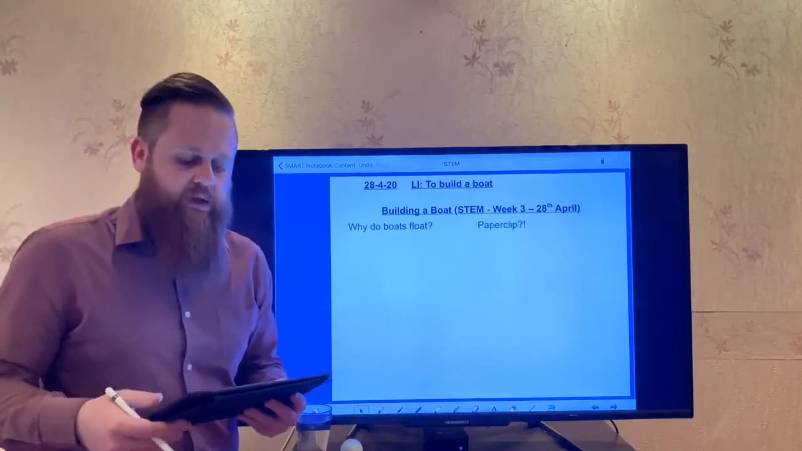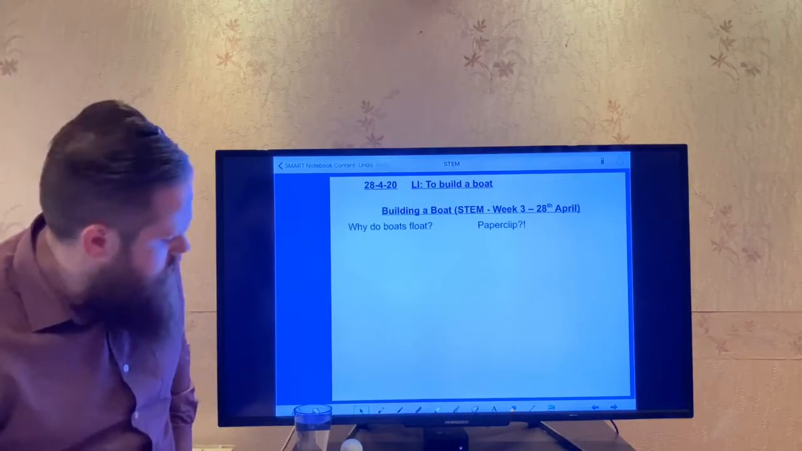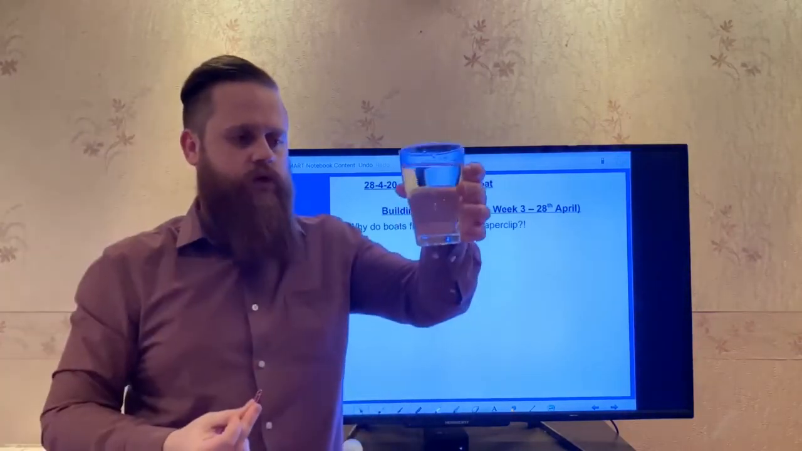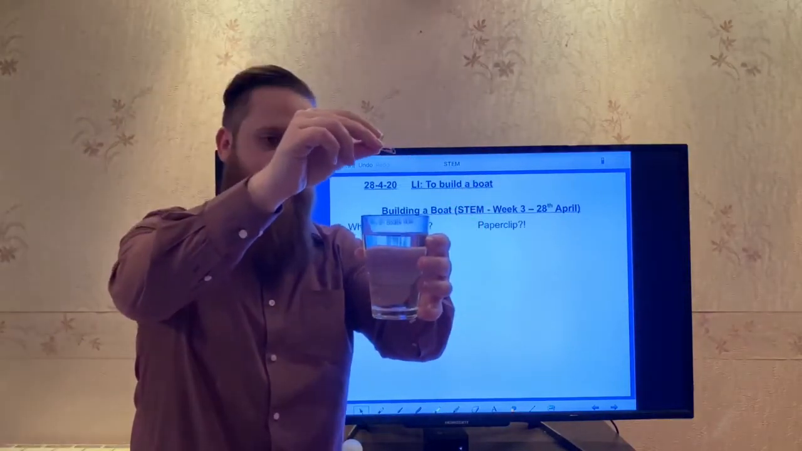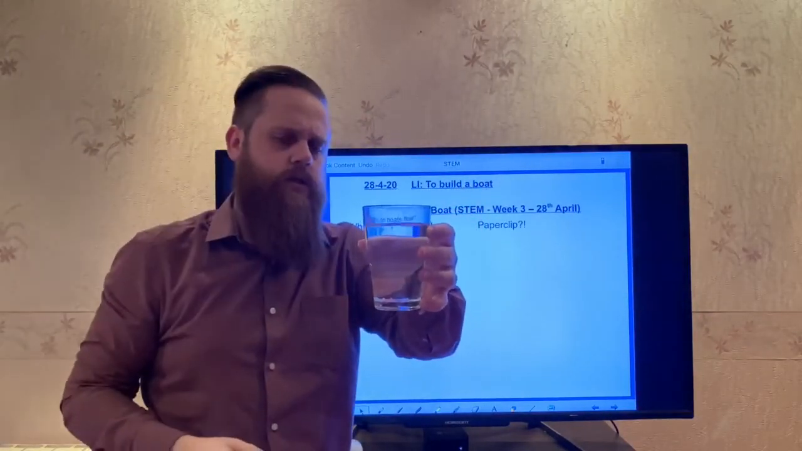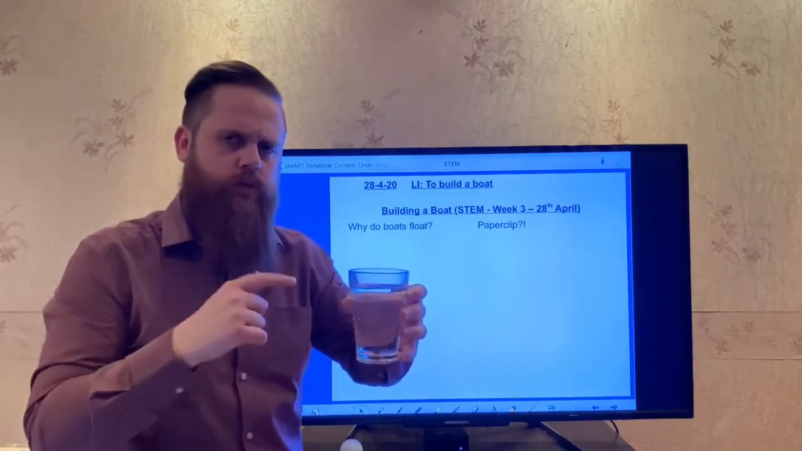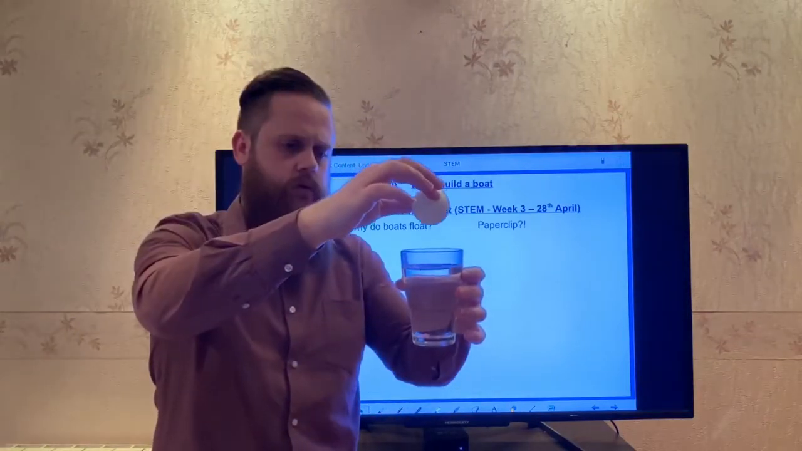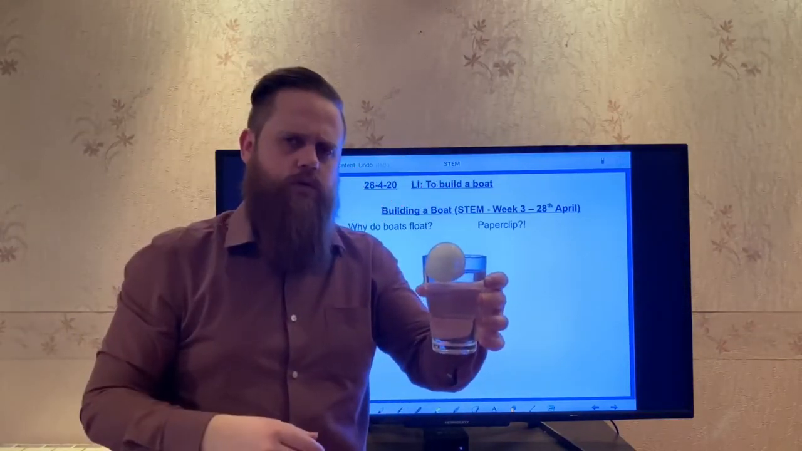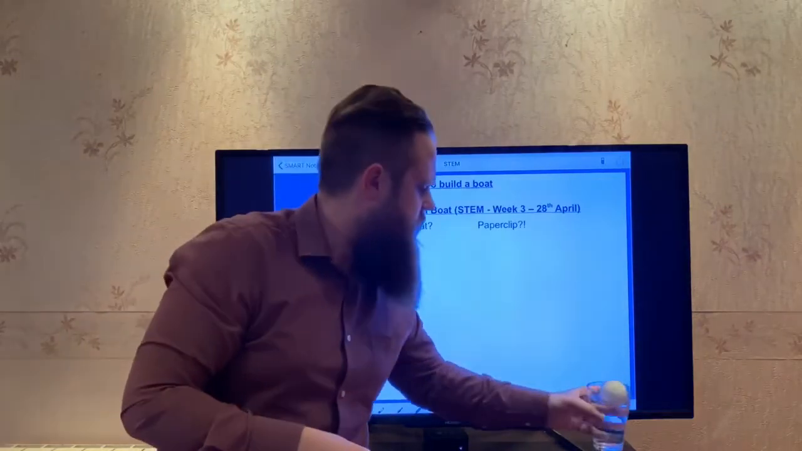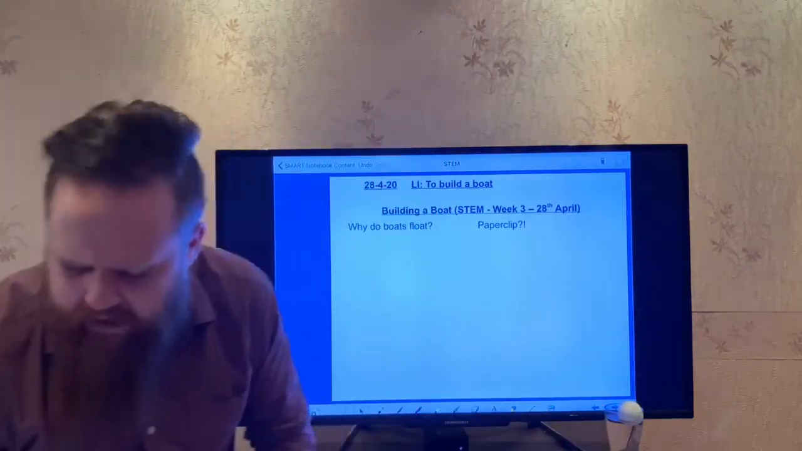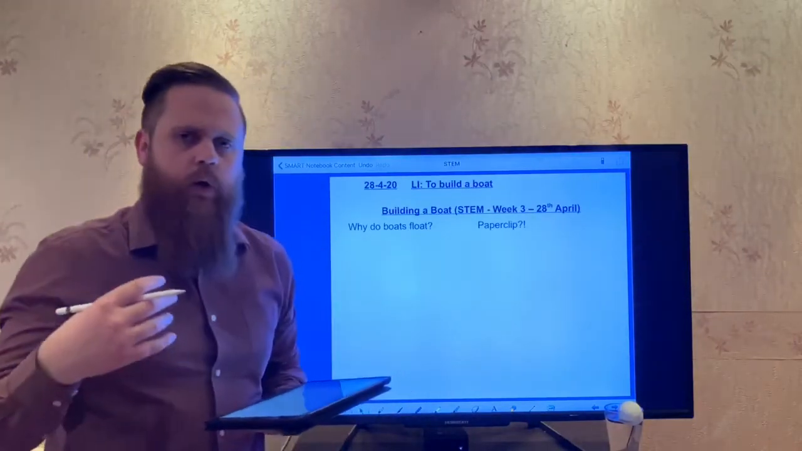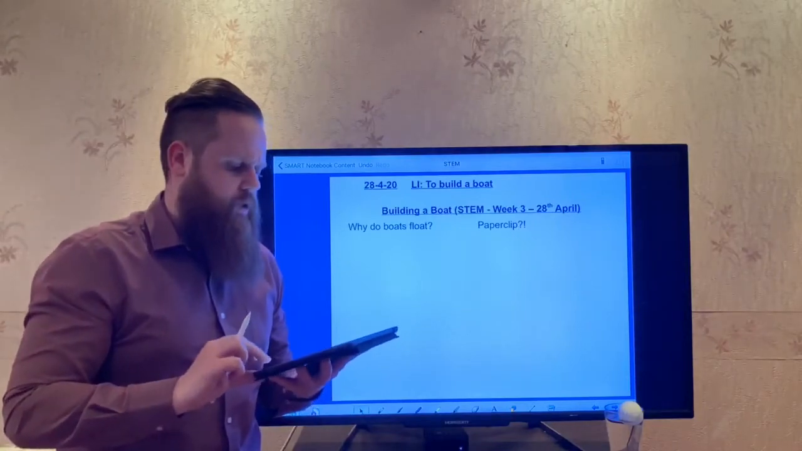Now let's look at this week's. Why do boats float? Well, let's think about this one. I've got a paperclip here, and I've got a glass of water, and when I drop the paperclip in, it sinks. But boats are much heavier than paperclips. And let's try this ball. This floats. Why is that? Why does something like a paperclip sink, but something like a ball, or much bigger, a boat, float? Well, let's have a little look here.